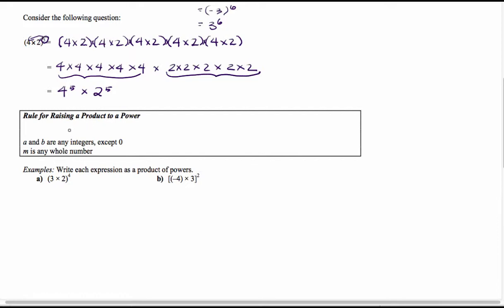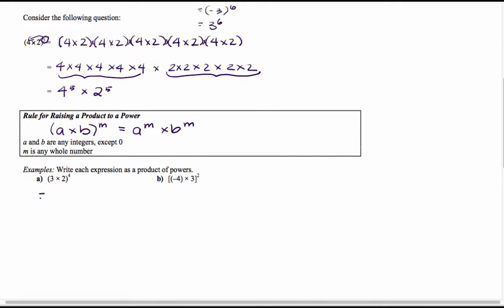As a rule, we say that (a times b), so those are any integers except 0, to the power of m, can be written as a to the m times b to the m. And this will sometimes make our calculations easier to do, and especially when we start to use variables like x and y as the a or b. Again, let's look at a couple examples here.